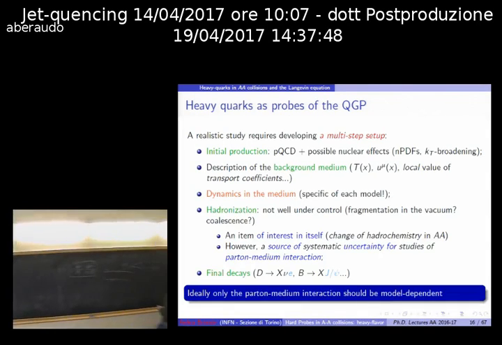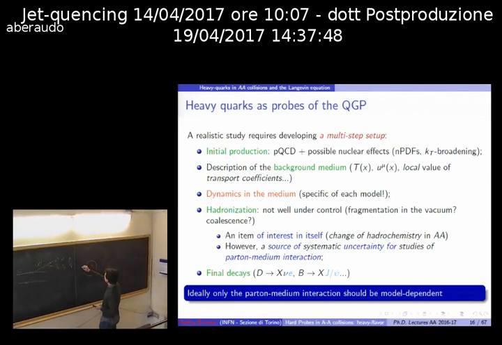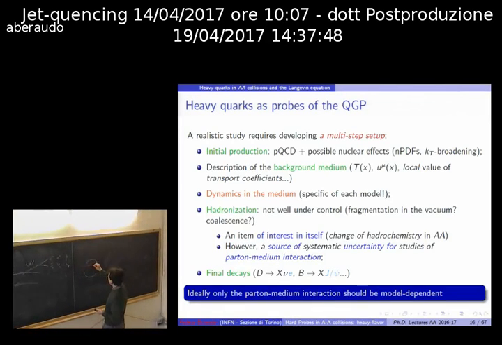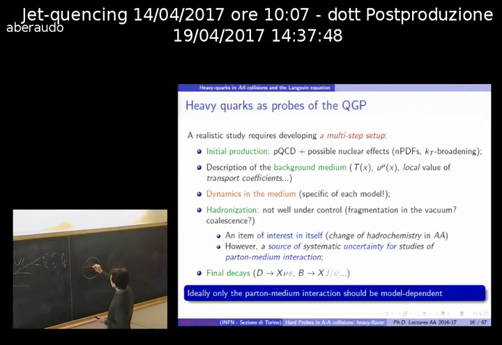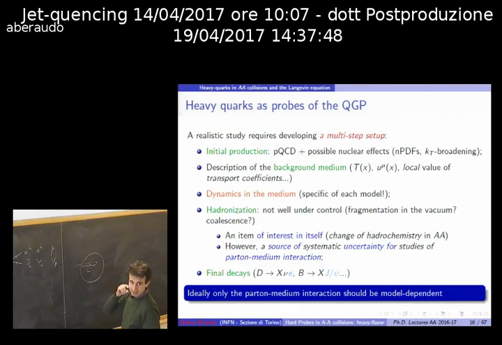So this is a nucleus. If the hard event occurs here, the incoming parton, before the hard event, has traversed this length of nuclear matter, in which it can have exchanged some momentum, and so it can have acquired some transverse momentum broadening also.